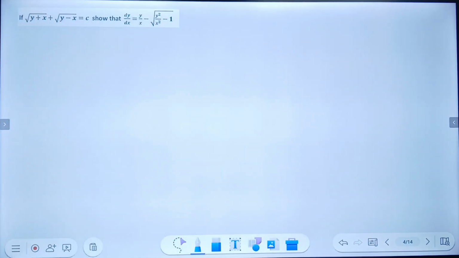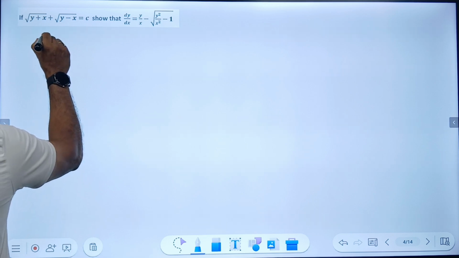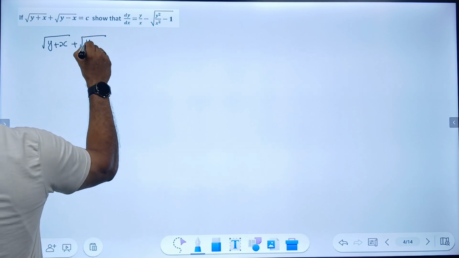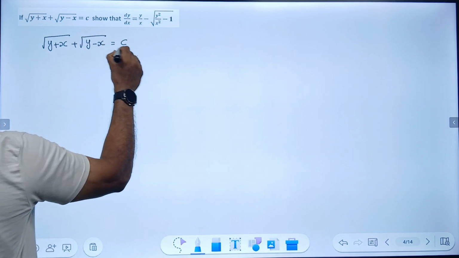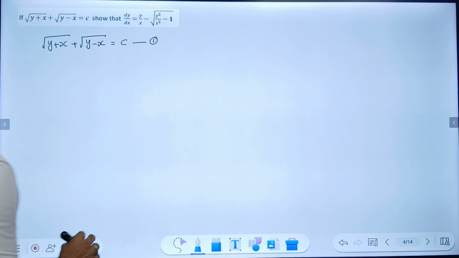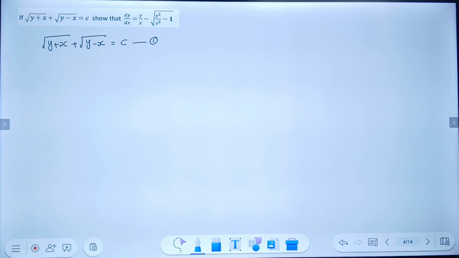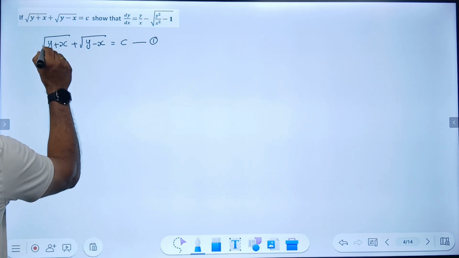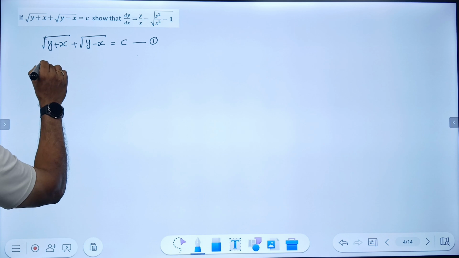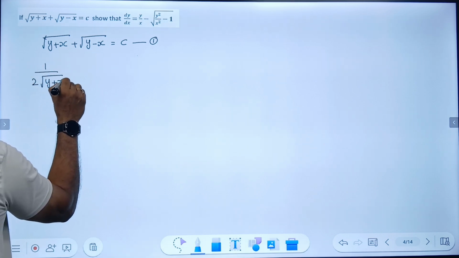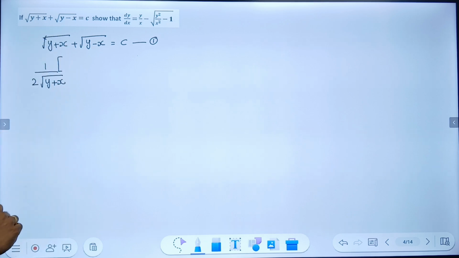This is again a slightly difficult question, but it's not very difficult, so let's see how we can do it. Now it is given that you have root of (y plus x) plus root of (y minus x) equal to c. Let me call this 1, in case I need it. And remember, your answer does not have c. Now differentiate. So once you differentiate, what do you get? First I differentiate the root. I am using the chain rule. 1 by 2 root of (y plus x) into, after differentiating the root, go inside.